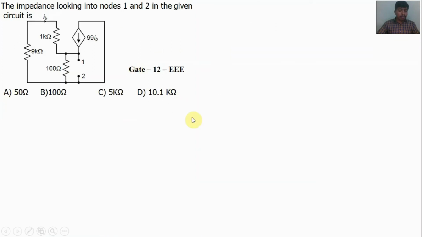Second question. Here the circuit has at least one dependent source, so we cannot use the network reduction method. By the 1 volt source method, the procedure is the same. Step 1 is we have to turn off all the independent sources. Here there is no independent source.